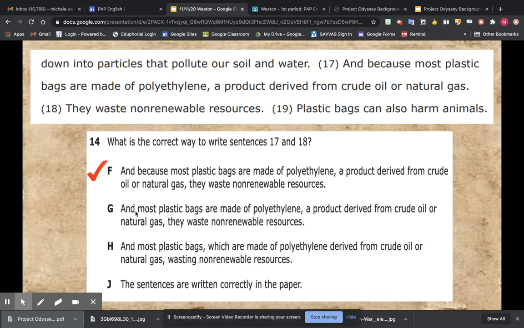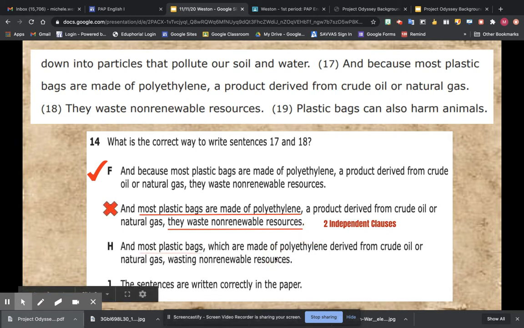Okay, let's look at G. And most plastic bags are made of polyethylene. We don't have an "although." They took away the "because." So this is an independent clause. We know this is the extra information that they're giving us. And this is an independent clause. But how do we join two independent clauses? We either join it with a comma and a coordinating conjunction, a semicolon, or we use a period. So this is not done correctly. So I know that this is not the correct answer.